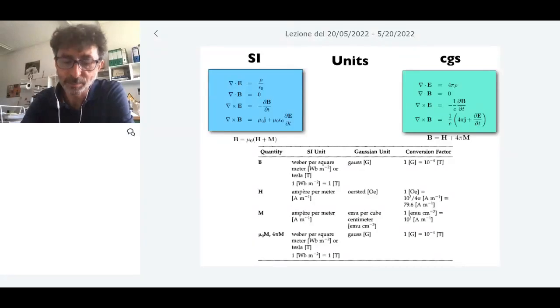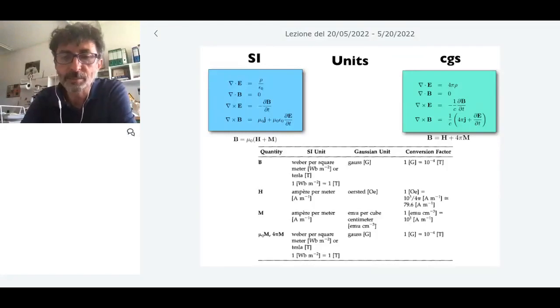The quantity B, the magnetic induction, in the international system is measured in Weber, so the flux per meter square, or Tesla. This unit is quite large, in the sense that the magnetic field generated by the Earth on the surface of our planet is some micro Tesla, so something which is very small in this unit. In the Gaussian unit, the B field is measured in Gauss. The conversion factor, as you see, is 10 to the minus 4.